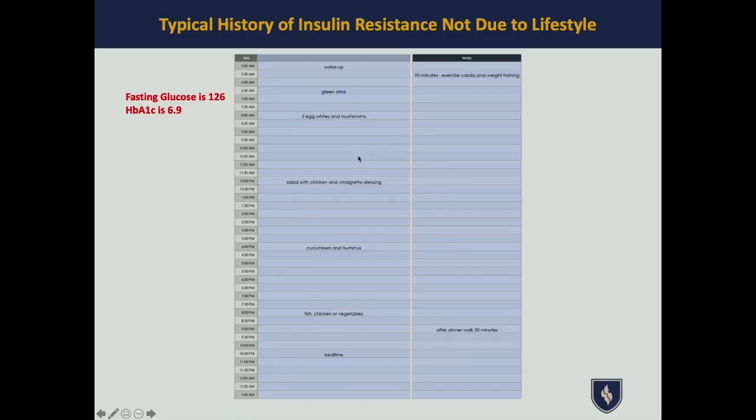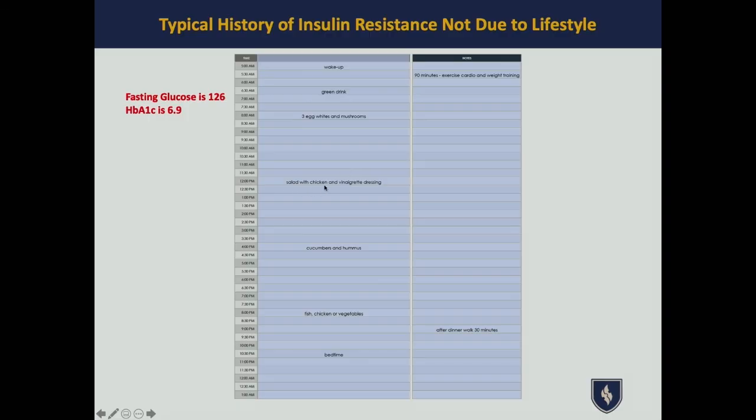Now, here's a typical history of an insulin resistant patient that's not due to lifestyle. So in this scenario, the fasting blood glucose is 126 or higher, HbA1c is 6.9 or higher, and they wake up in the morning, have a green drink with no sugar or fruit in it. By the way, when they first wake up around 5:30, they do 90 minutes of exercise with cardio and weight training, then they have a green mixed drink as they're making breakfast, then they have 3 egg whites with mushrooms.